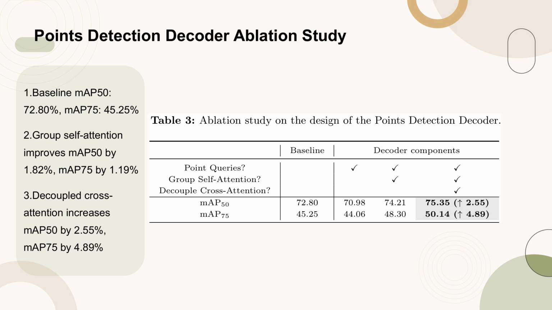Further enhancement comes from decoupling cross-attention modules, which leads to an additional increase of 2.55% in mAP50 and 4.89% in mAP75, demonstrating the effectiveness of specialized feature learning.